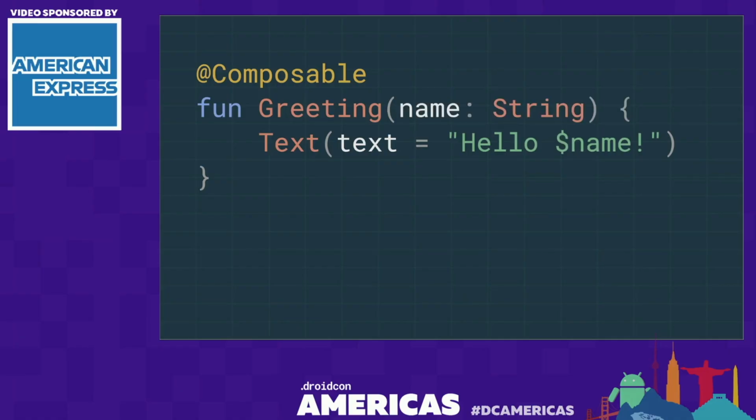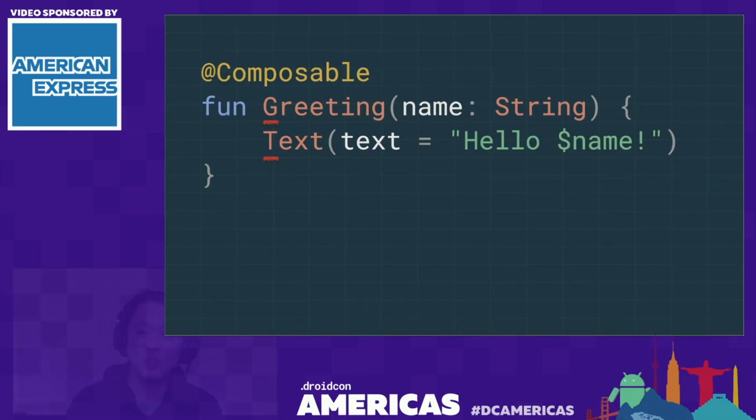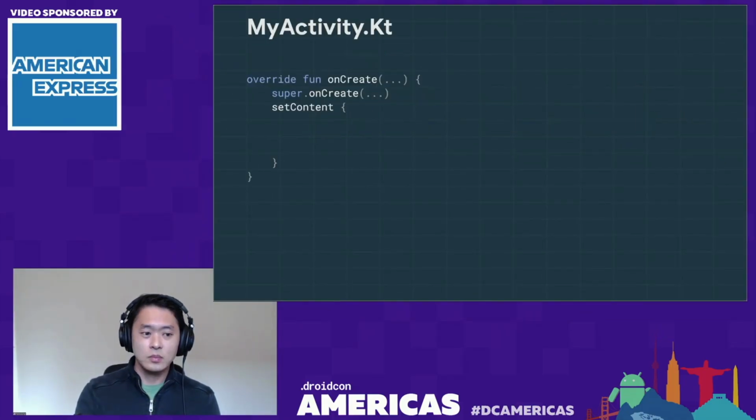And because it's standard Kotlin code, we can add a param and then use that in our text composable. Now, you might be wondering, why are the function names capitalized? Well, the Compose convention is to capitalize the objects on the screen, such as text, buttons, and images. And the lowercase functions represent the actions that can modify those composables. Now, let's go ahead and see this used in an Android app.